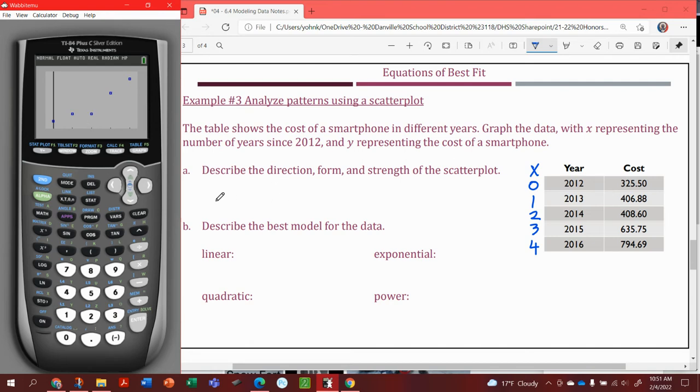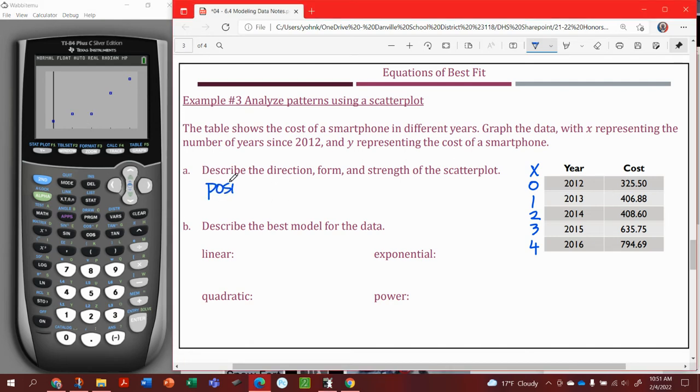So it looks like it's positive. It doesn't really look linear, so we're going to say nonlinear. And as terms of strength, well, it doesn't look super strong, so I'm going to say weak. Now, to describe the best model for the data, what we need to do is run a regression function on the calculator to be able to tell which one it is.